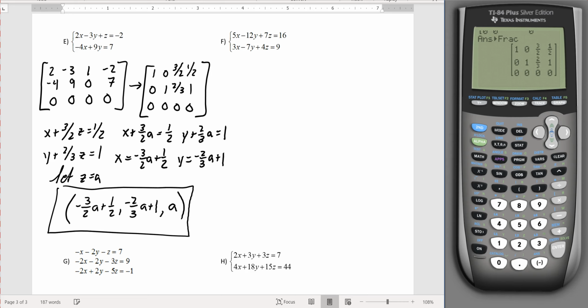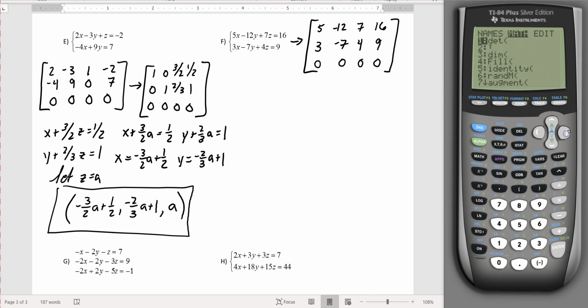Alright. There's some infinite solutions. Hopefully we already did letter F as well. I can see clearly 3 variables, 2 equations. We're going to get infinite solutions here. So I'm going to go ahead and draw this first one up here. 5, negative 12, 7. That looks like a Z. Let's try that again. 7, much better. 16, 3, negative 7, 4, and 9, and then 0, 0, 0, 0. There we go.